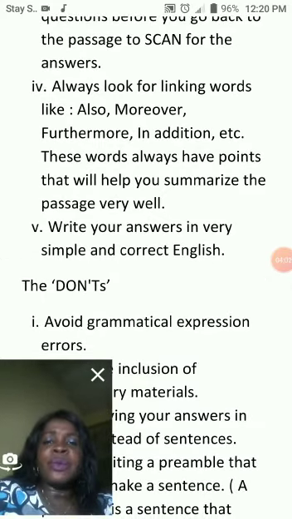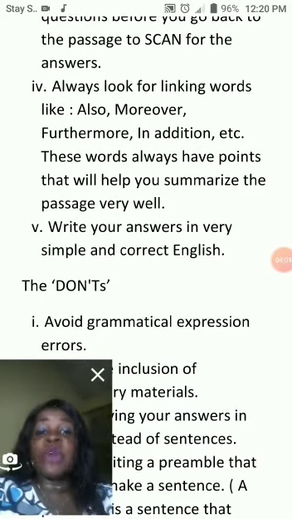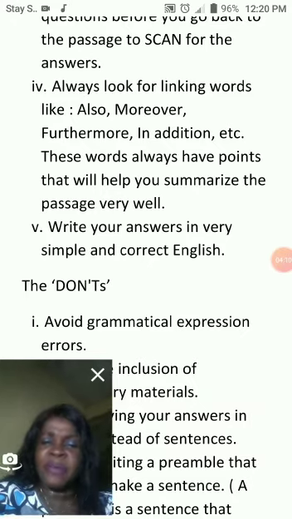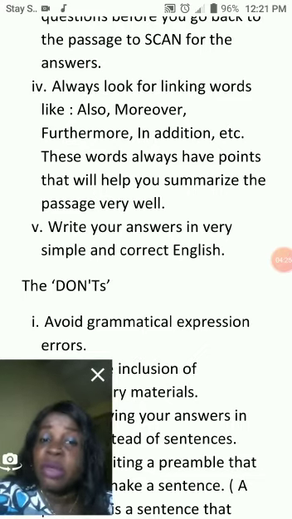Now, number five, write your answers in very simple and correct English. When we talk about summarizing, we are talking about writing briefly. A simple sentence is a sentence that has one verb. So when you are writing your answer, always make sure that the answer has one verb, please. And make sure the English you use there is correct. Use good English, not bad one.